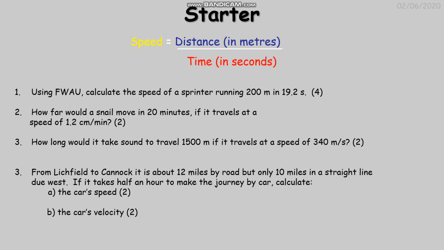Okay, so given your practice on Isaac Physics, you should be well versed with these, so I'm just going to give you the solutions here. So the first one should give me an answer of 10.4 meters per second to 3 significant figures. Question 2, 24 centimeters. Question 3, 4.4 seconds. Question 3, part 2 as it were. A, the speed is 24 miles per hour and the car's velocity is 20 miles per hour due west. Notice we've given a direction here because it is a velocity. It needs a magnitude and a direction.